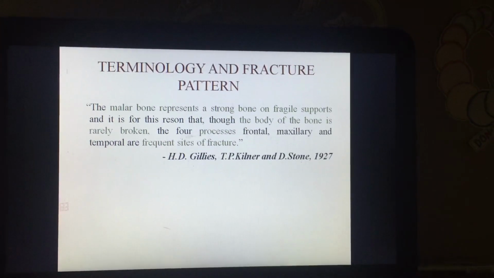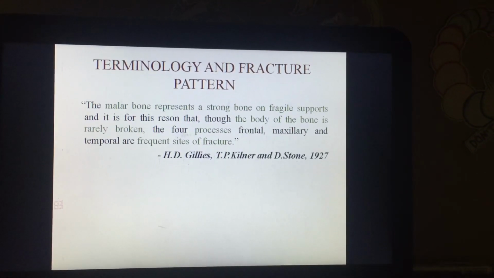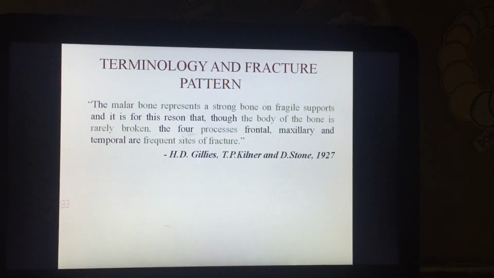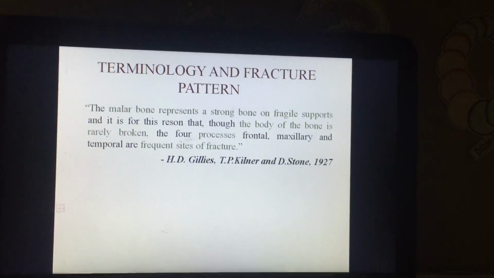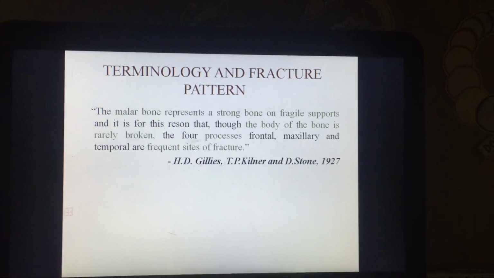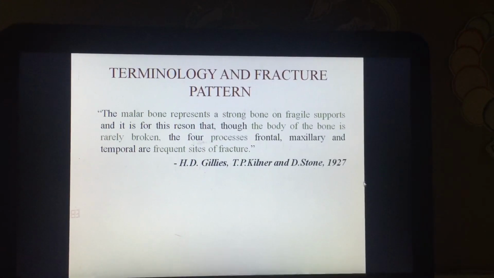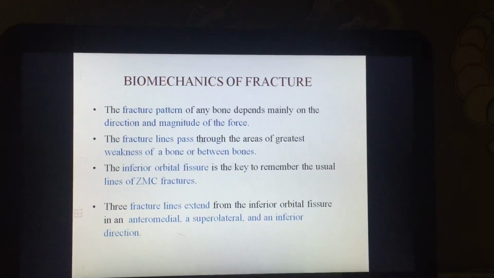The malar bone represents a strong bone on fragile supports, and it is for this reason that though the body of the bone is rarely broken, the processes, the frontal, maxillary, and temporal, are frequent sites of fracture. This was given by S.D. Gillies, T.B. Kilner, and D. Stone in 1927.